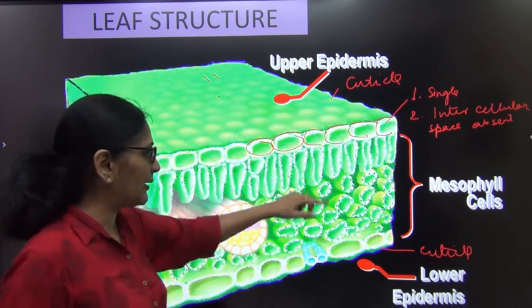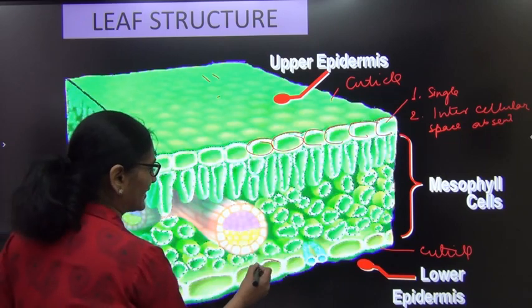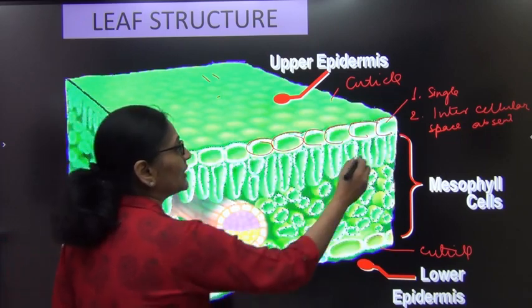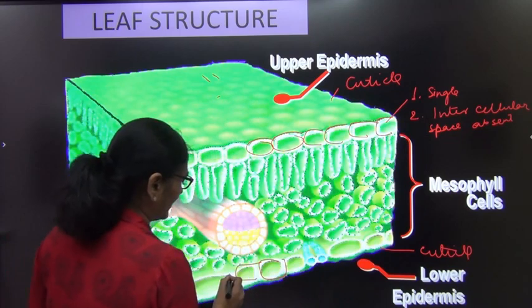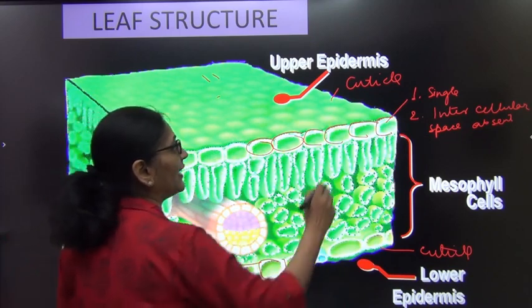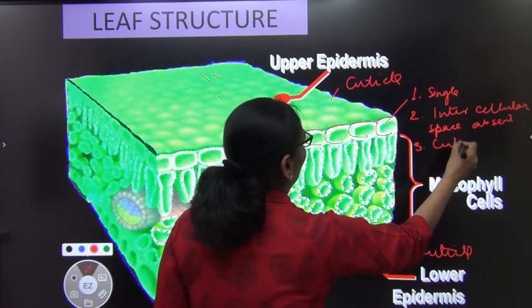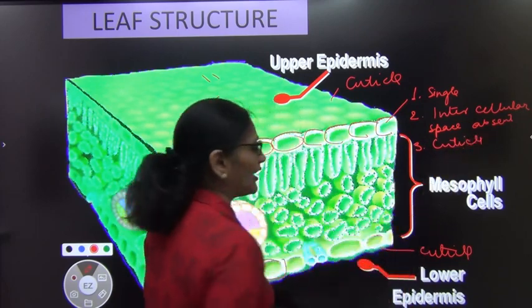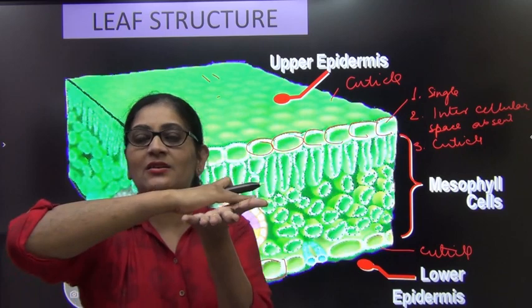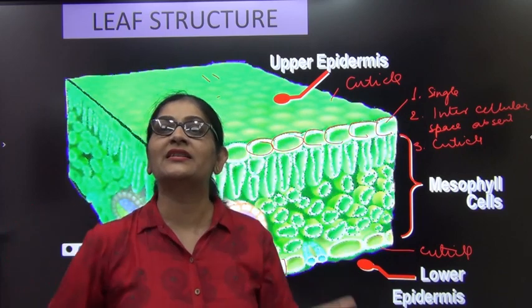Epidermis is normally made up of a single layer. Here also it is single layer. Here also it is single layer. You find that the intercellular space is absent. They are tightly packed, and normally they are covered by a waxy cuticle, both upper and lower epidermis. Now if you cover a layer of wax across, how will the plant take CO2?